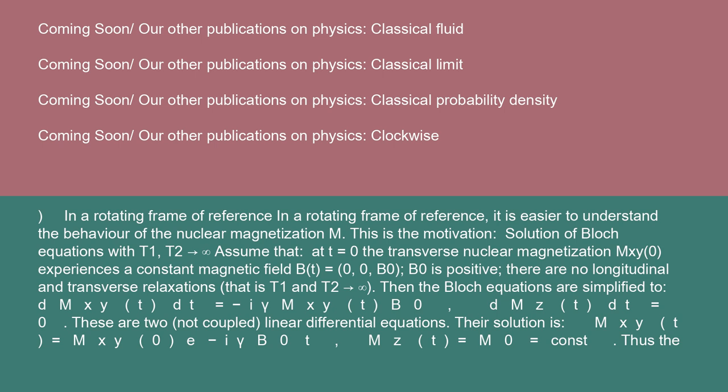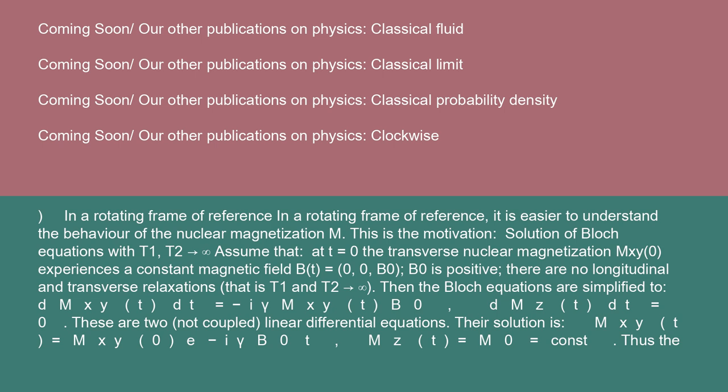Assume that at t = 0, the transverse nuclear magnetization Mxy(0) experiences a constant magnetic field B(t) = (0, 0, B0). B0 is positive. There are no longitudinal and transverse relaxations, that is T1 and T2 infinity. Then the Bloch equations are simplified to dMxy(t)/dt = −i gamma Mxy(t)B0, dMz(t)/dt = 0.